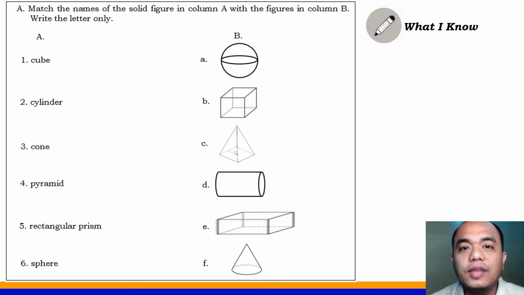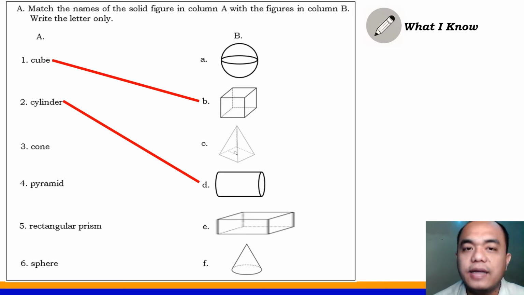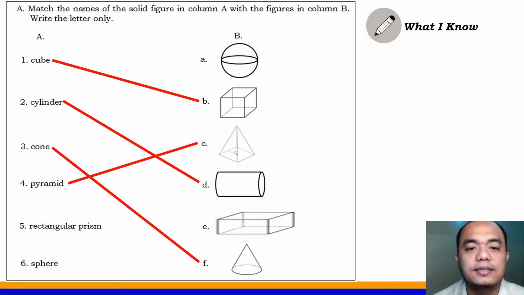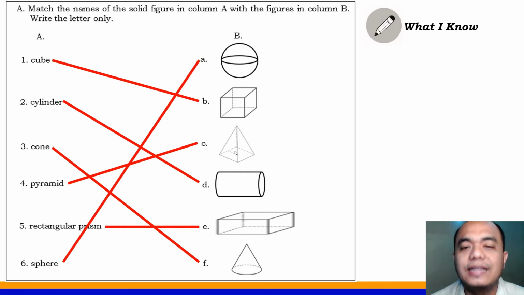Number 1, what do you think is the answer? Cube. Correct. Cube is letter B. Next, cylinder. Cylinder is letter D. Next, number 3, cone. Cone is letter F. Very good. Pyramid. Saan dyan ang pyramid? Yes, letter C. Number 5, rectangular prism. Correct. Letter E. And number 6, sphere. Saan dyan ang sphere? Sphere is letter A.